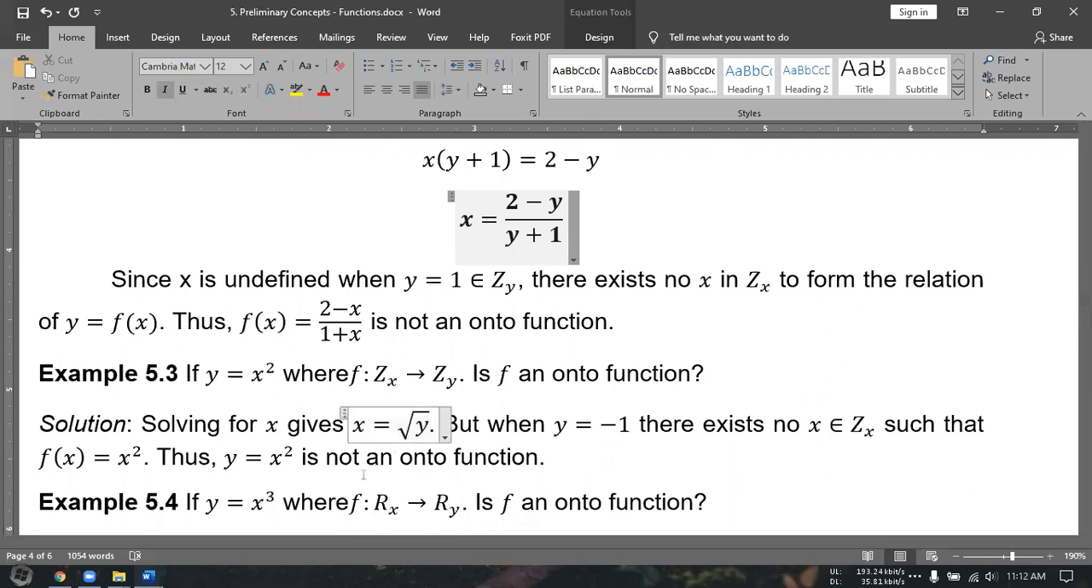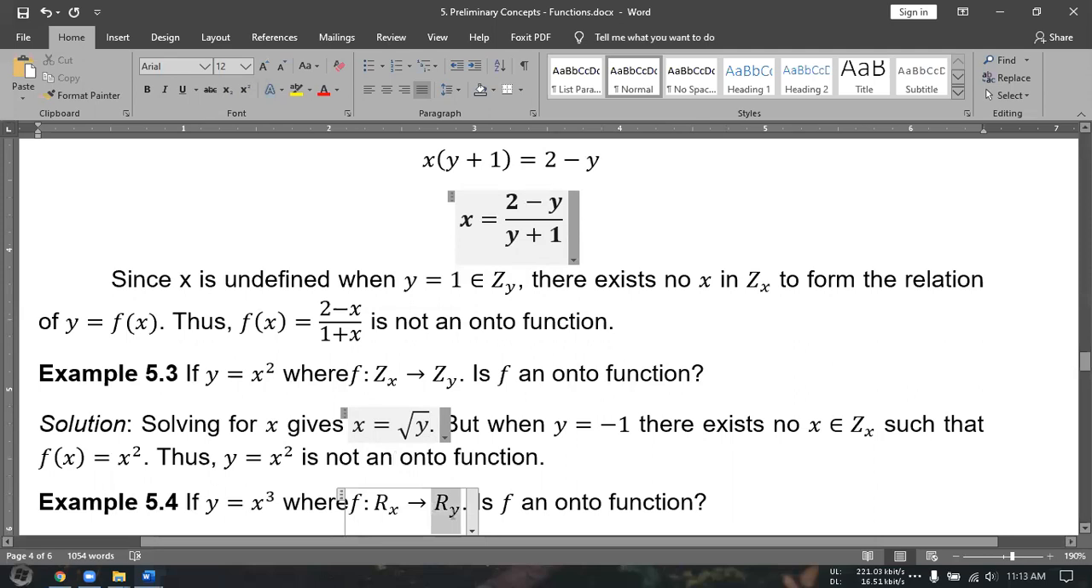Okay, next, let's try our fourth example, y is equal to x cubed, where the mapping of f is R sub x to R sub y. Is f an onto function? Does every element in the codomain appear as an image of at least one element in our domain?